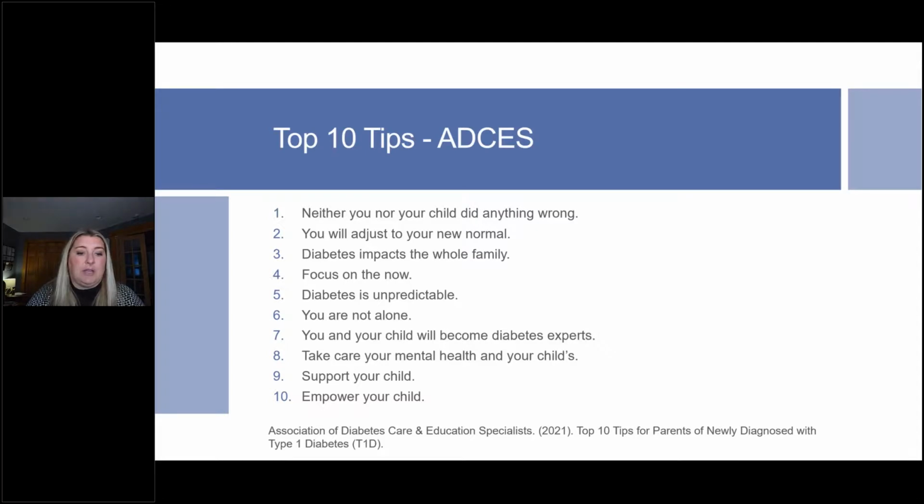Now, this is from the Association of Diabetes Care and Education Specialists. This is the top 10 tips that they give parents when an adolescent is diagnosed with type 1. So 1, neither you nor your child did anything wrong. Again, I think there can be a lot of negative feelings because you think, why did my body do this to me? Why did I get this crappy luck? But nobody did anything wrong to get type 1. 2, you will adjust to your new normal, right? So Will now has had type 1 diabetes for 25 years. You know, you get into a routine, it does get easier. That doesn't make every day easy. That doesn't make every day fun, but it does become easier.